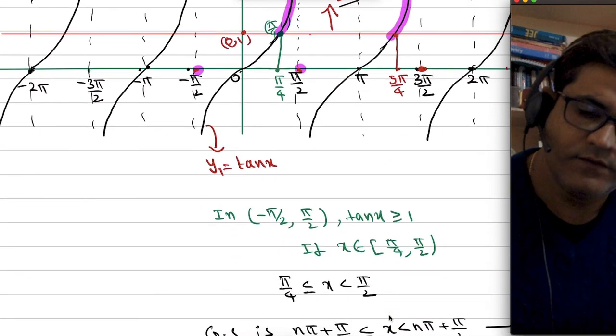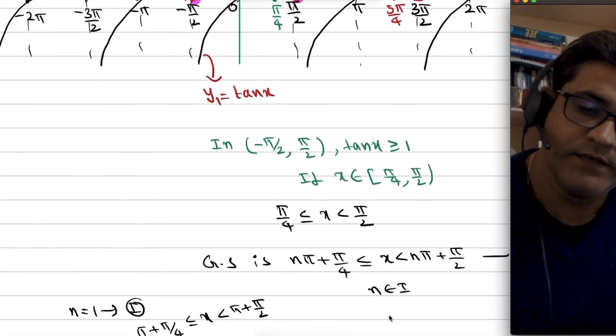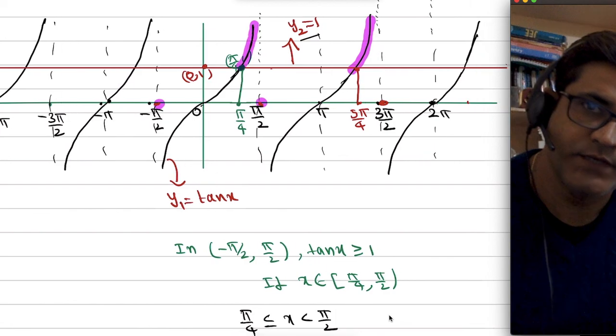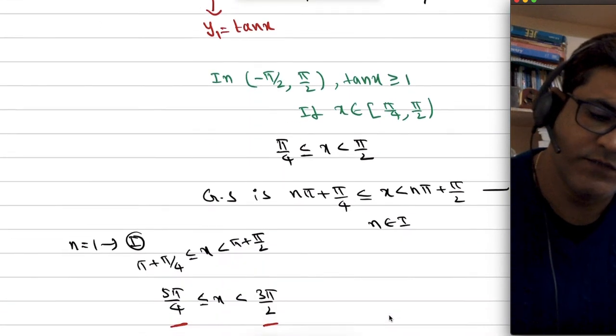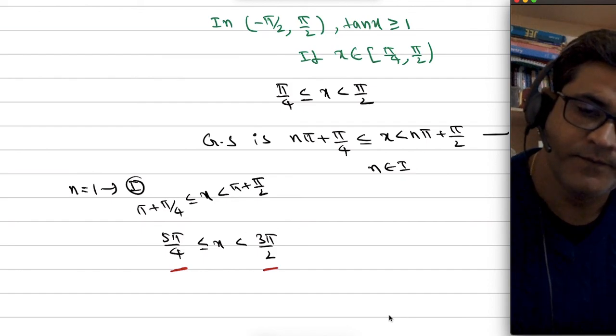Next, if you put n equal to 2, you will get this part. So the general solution is what? This is the general solution.